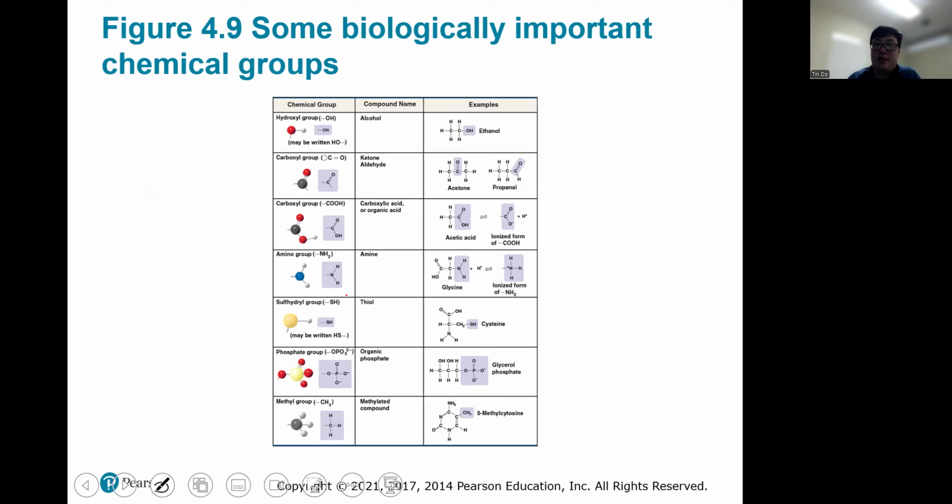Okay. Next, amino group, NH2. You might see NH, which is amide, but we're not going to deal with amide too often in this class. Sulfhydryl group is sulfur with hydrogen. Phosphate group, PO4. And methyl, ethyl, propyl, those are just carbon chain with one hydrogen missing. Okay.